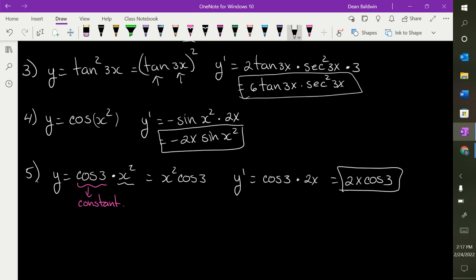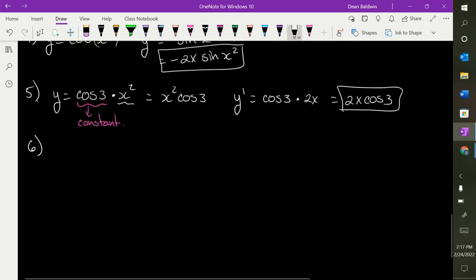What about... come on. Computer does not want to work today. Number 6. Yeah. So these are all versions of the same question, just getting you used to the notation.